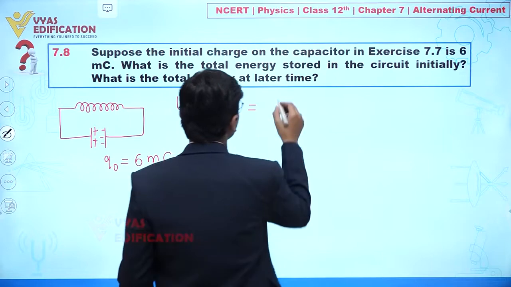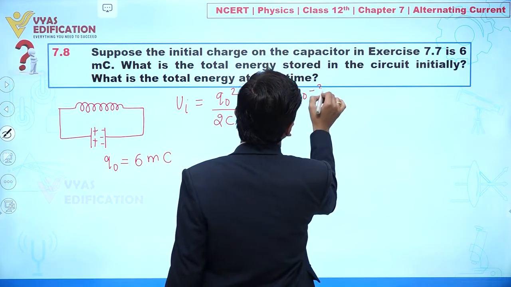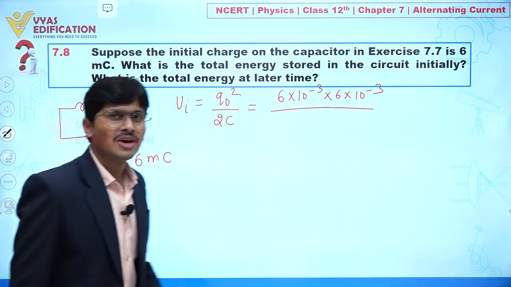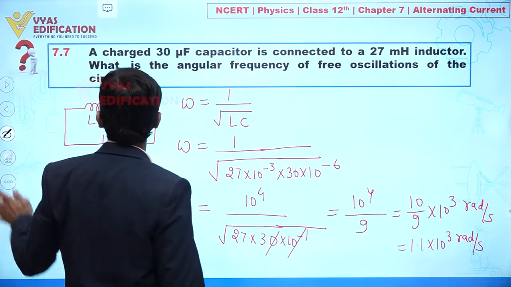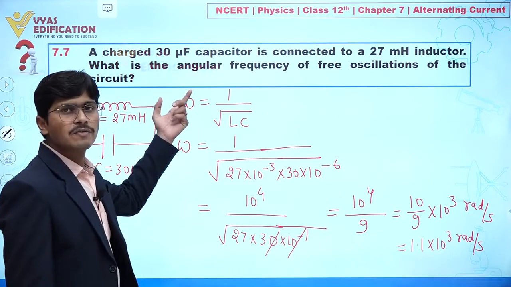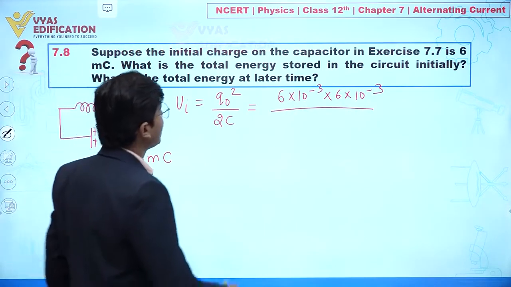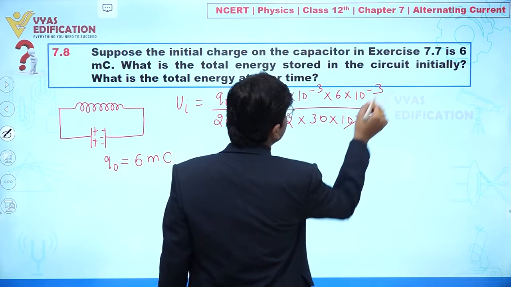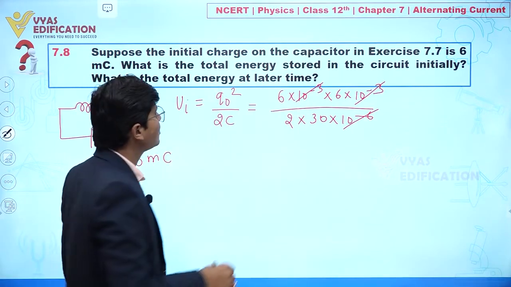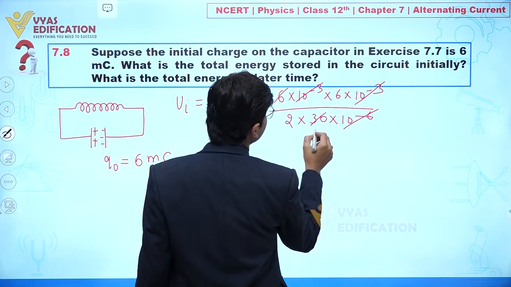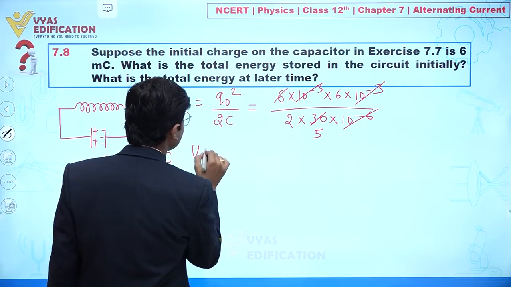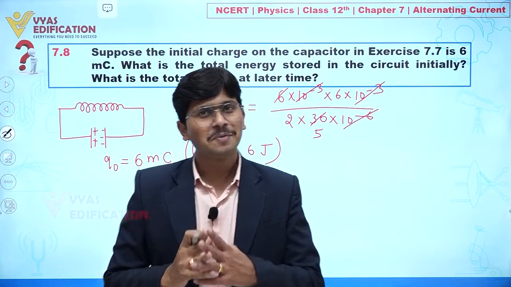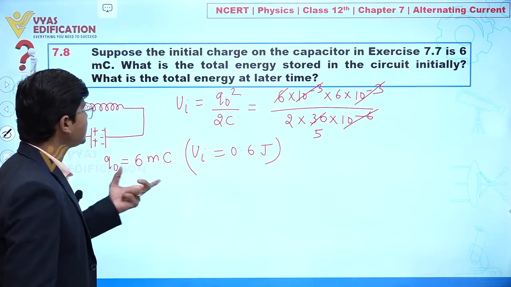Clear? The value of Q naught is 6 into 10 to the power minus 3, multiplied by 6 into 10 to the power minus 3, divided by... Now what is the value of capacitance? If you see the previous question, we have 30 microfarad capacitance. So I can write 2 into 30 into 10 to the power minus 6. This and this cancel out. Clear? And this is 5. So the initial energy is given by 0.6 joule. Clear? This is the initial energy.